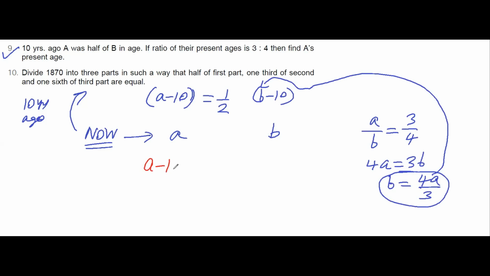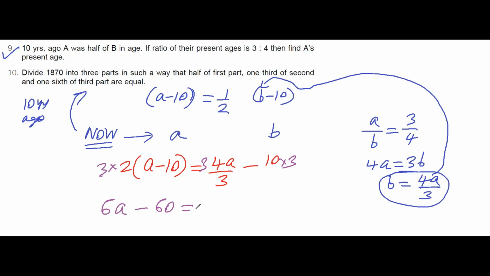So I will get A minus 10 into, in fact, I will take this 2 here. I will cross multiply. What is B? B is 4A upon 3 minus 10. Again I will multiply by 3, because in the denominator I have 3. So multiply by 3, multiply by 3, and multiply by 3. Now 3 into 2 is 6, 6 into A is 6A, minus 6 into 10 is 60, is equal to, this 3 cancels, I will get 4A minus 10 into 3 is 30.